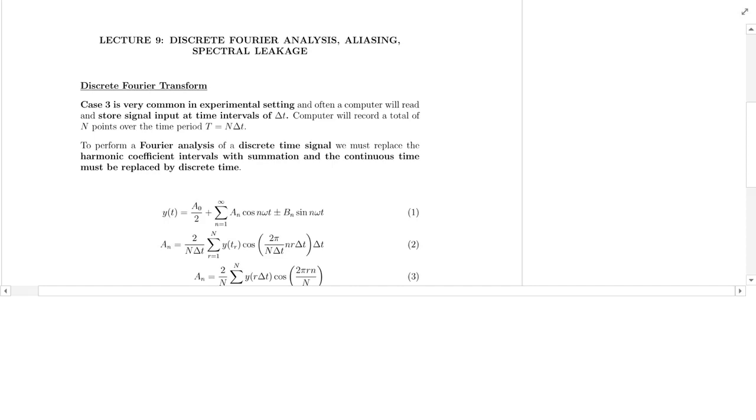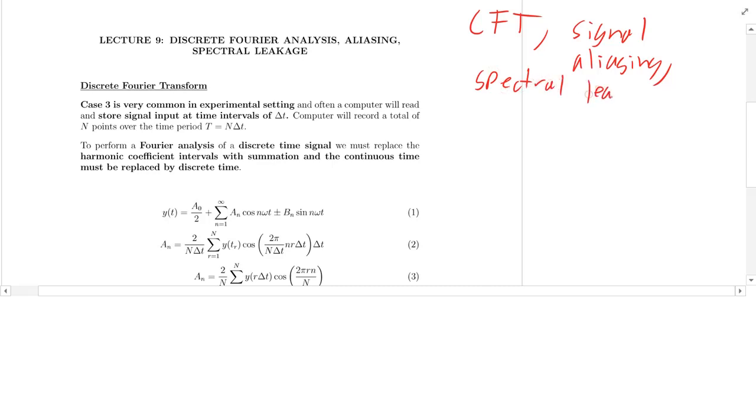So today we're going to talk about finally getting to DFT analysis. We've talked about CFT. We've talked about these concepts in DFT of signal aliasing and spectral leakage. And now we're finally getting into how we actually calculate a discrete Fourier transform. So we're going to focus on that today.